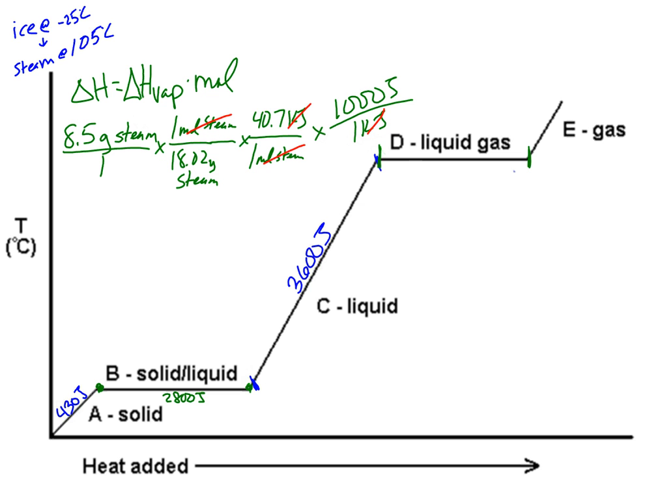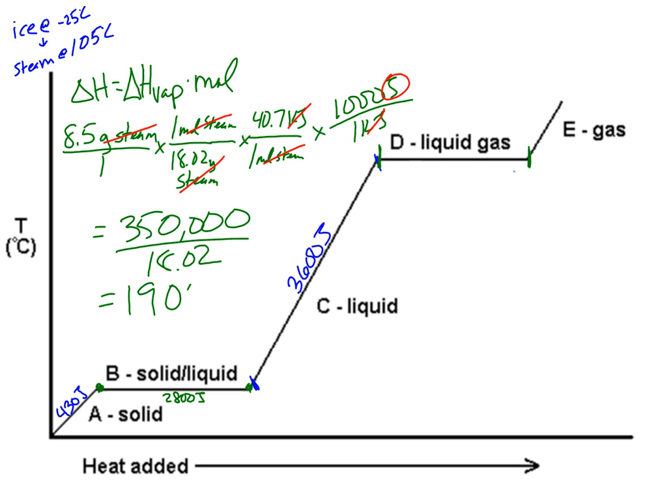Kilojoules cancels out, moles of steam cancel out, grams of steam cancel out. I'm left with joules. If I do that math, I end up with 350,000 with the sig figs, divided by 18.02, and my final answer is 19,000 joules. So that means from here to here, 19,000 joules. Step 4 of 5, done.